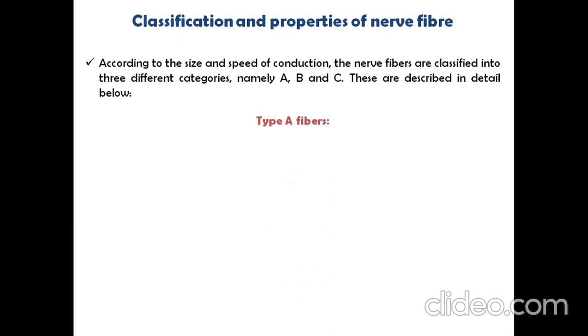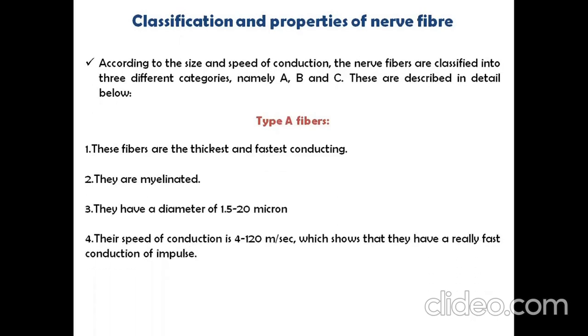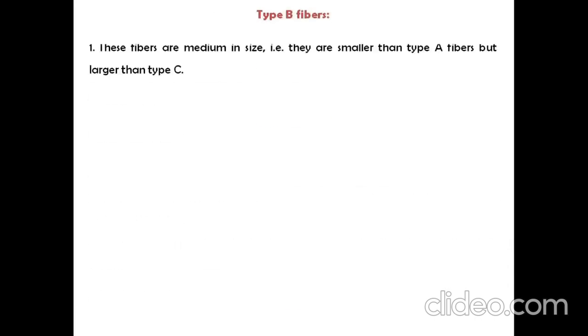First one is the type A fiber. These fibers are the thickest and fastest conducting fibers, and they are myelinated. They have a diameter of 1.5 to 20 micron and a speed of conduction of 4 to 120 meters per second, which shows that they conduct nerve impulses really fast. Examples of type A fibers are skeletomotor fibers and afferent fibers to the skin. Next one is the type B fiber.